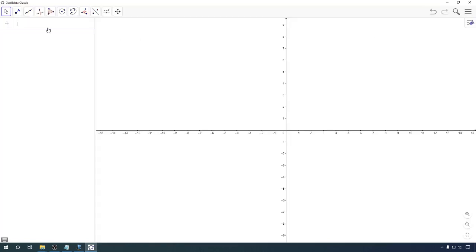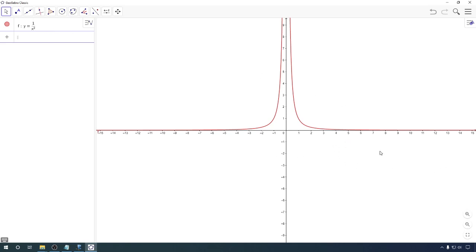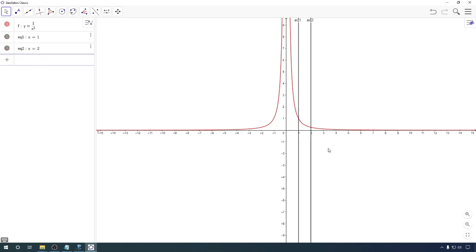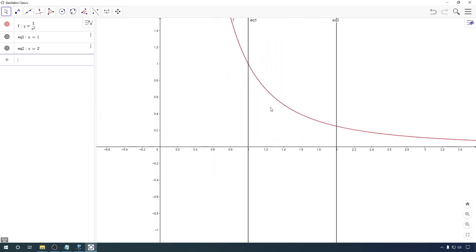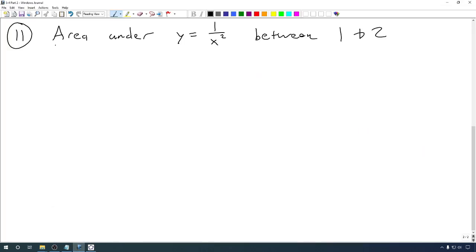So this time they actually gave us our limits. Partially that's because this function never hits the x-axis. We're going to put in our limits, x equals 1 and x equals 2. We end up with this region right here, the area underneath this curve between those two x values. So we are trying to find an area again, but really we just set up the definite integral from 1 to 2 of the function 1 over x squared dx.